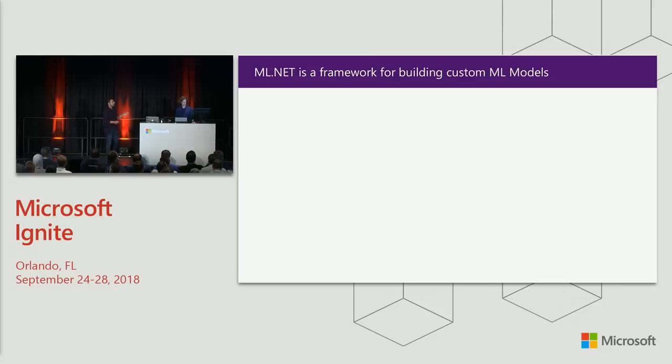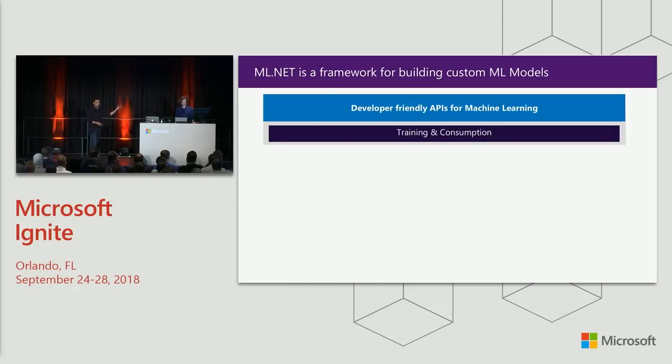When we talk about ML.NET, it is really a framework for building your own custom models entirely in .NET. Because it's a framework, it has a set of developer-friendly APIs for training and consumption. By that, we mean that we took a look at other machine learning frameworks like TensorFlow, scikit-learn, XGBoost, and so on. We tried to extract the best behaviors from those frameworks, and also look at other frameworks in .NET like ASP.NET and Entity Framework, and come up with APIs which will feel natural to you as a .NET developer.